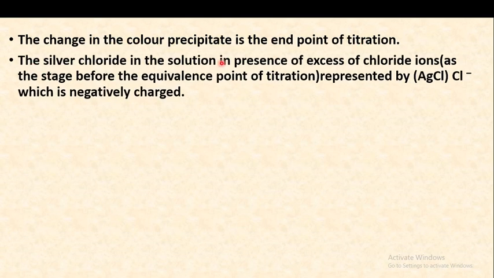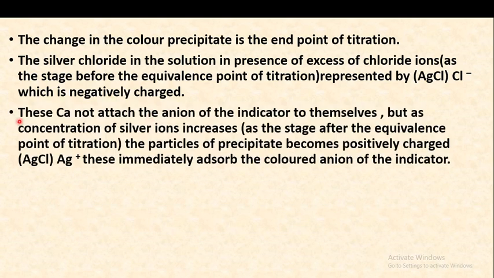Once the precipitate of AgCl is formed in the presence of excess chloride ions, that is, before the equivalence point of the titration, the silver chloride precipitate is in the presence of negatively charged chloride ions, and it does not attract the anion of the indicator to itself. But after the equivalence point, the concentration of silver ions increases, the particles of the precipitate become positively charged, and the Ag+ immediately adsorbs the colored anion of the indicator.